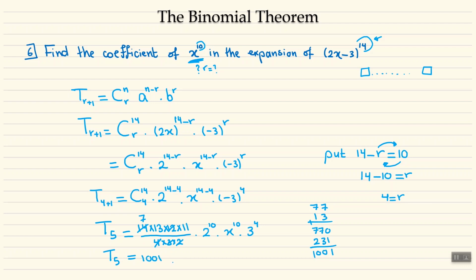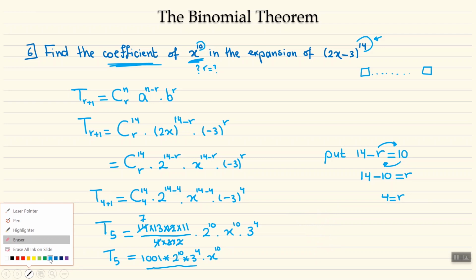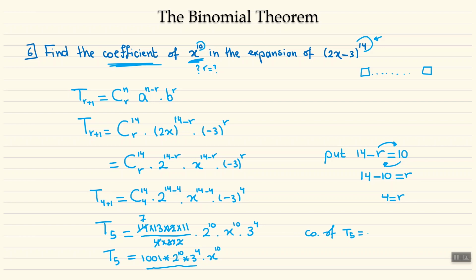1001 multiplied by 2 to the power of 10 multiplied by 3 to the power of 4 times x to the power of 10. And since the question is asking about the coefficient only, then the coefficient is going to be this part. So we can say eventually that the coefficient of T5 is equal to 1001 times 2 to the power of 10 times 3 to the power of 4.